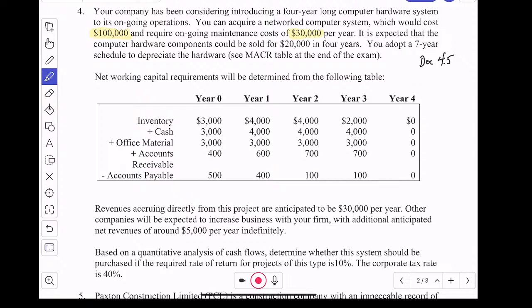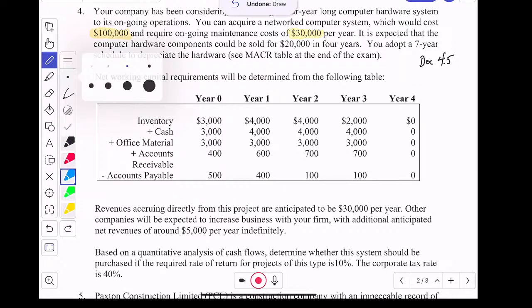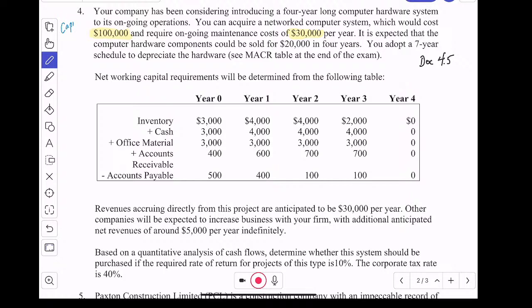Okay, maintenance cost is expense. What do we call this? This is the initial cost. This is the capital spending that we're going to treat differently. This is capital spending. And this one here is an operating expense. And both are incremental, right?